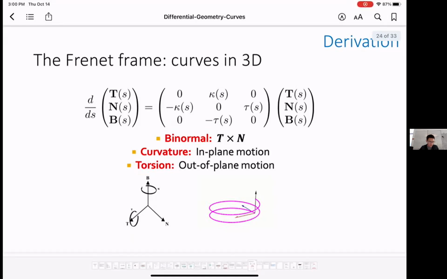So we're going to prove something similar to before, like the 2D case. If we look at this submatrix here, it's just the 2D case. Right now, we are generalizing things to 3D, and we introduce a new term, tau. Tau here is what we call torsion. Remember the curvature: we used it to measure the in-plane motion. Torsion here, we use to measure the out-of-plane motion.